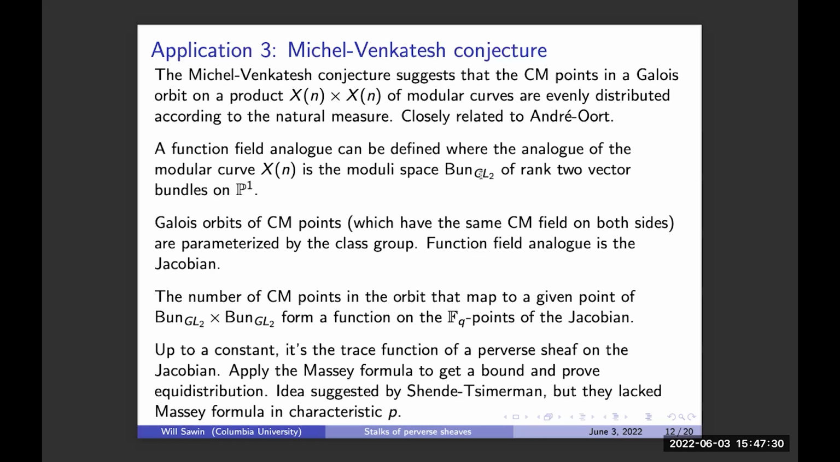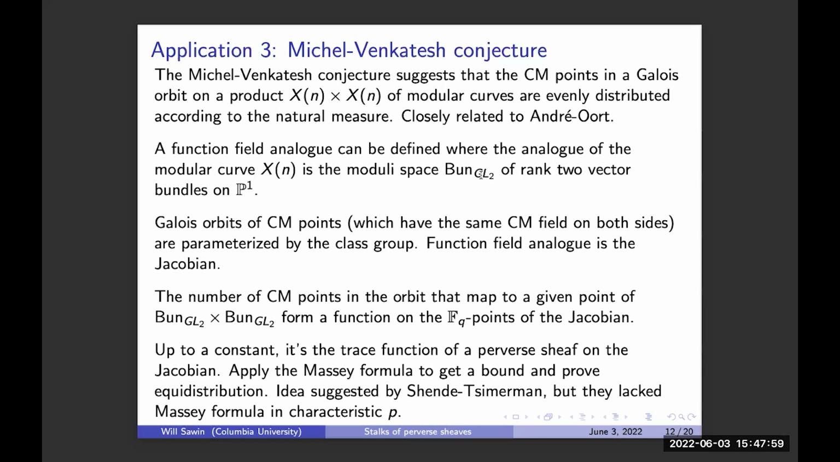And Galois orbits of CM points can be parameterized by the class group. So we're looking at the most interesting cases, when we have CM points which have the same CM field on both copies of the modular curve. Those are parameterized by elements of the class group of that CM field. And so the function field analog of the class group is going to be the F_q points of the Jacobian variety.